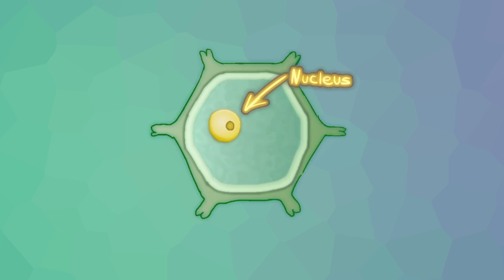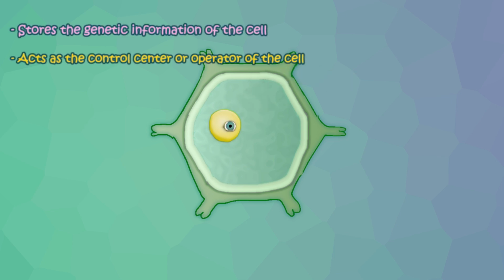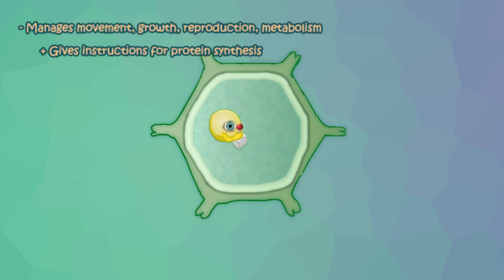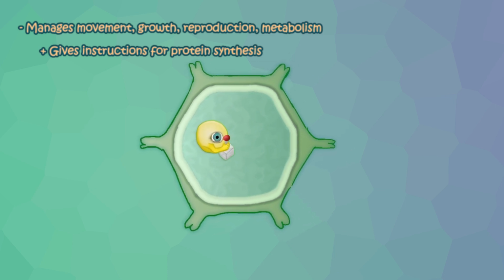The nucleus is where the genetic information of the cell is stored, and it also acts as the control center of the cell. You could think of this as the operator, or director of the cell, managing its movement, growth, metabolism, and reproduction, as well as giving instructions for protein synthesis.